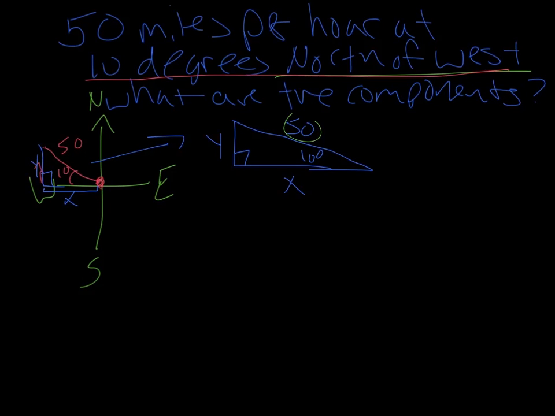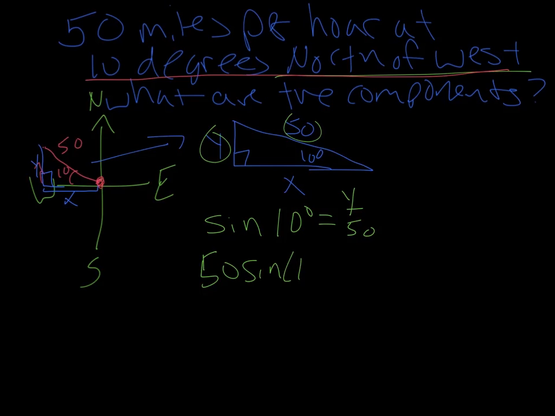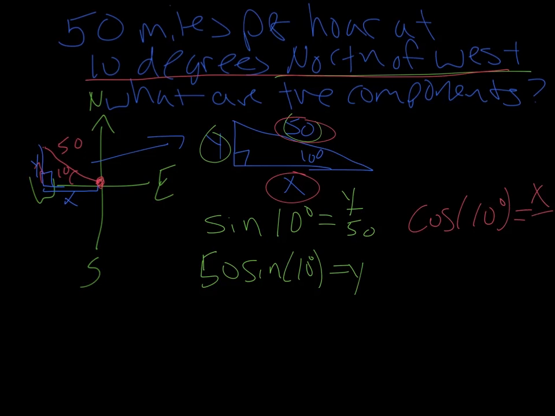So if I know the hypotenuse and I know y, which in this case would be opposite of the 10, I know that sine of 10 degrees has to equal opposite over hypotenuse, y over 50, which means that 50 times the sine of 10 degrees has to equal y. I can apply the same logic with the x. Instead of sine, using cosine, since x is the adjacent side. So cosine of 10 degrees is equal to x over 50, which means that x has to equal 50 times the cosine of 10.